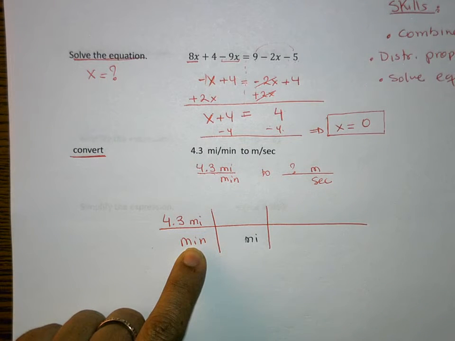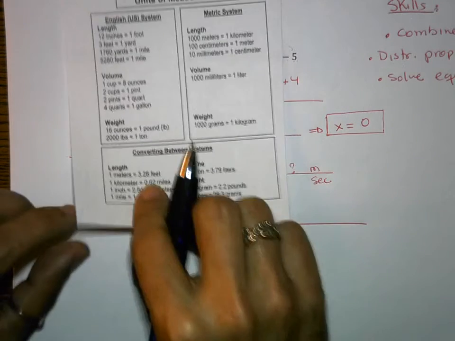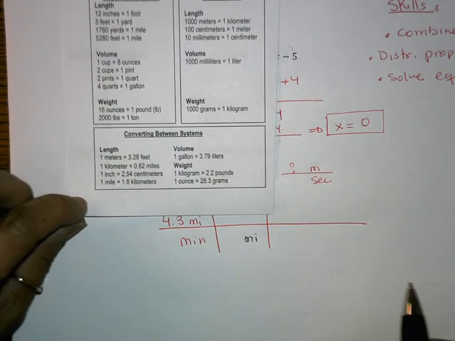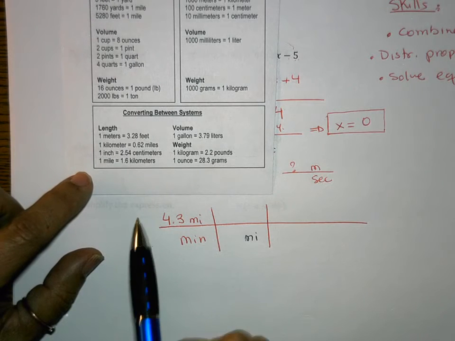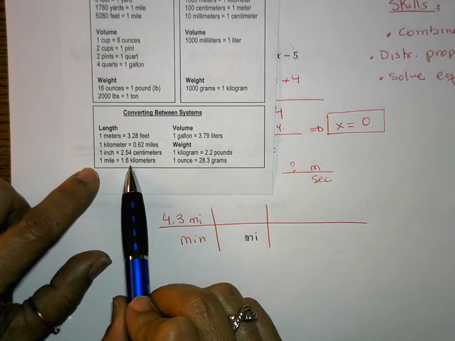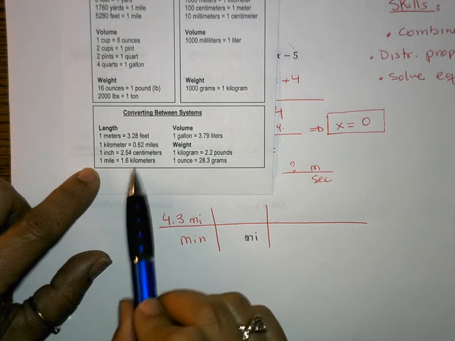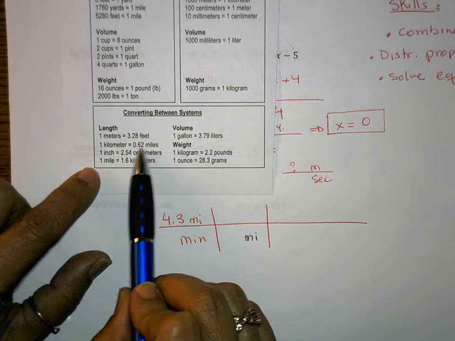And then I look at my little information sheet that you will be able to use on your test. I'm going to pull it up here. I look up here and I say something about miles, and 1 mile is 1.6 kilometers. That's the information we have here about miles. Let me see if I can find something else. Okay, 1 kilometer is 0.62 miles.